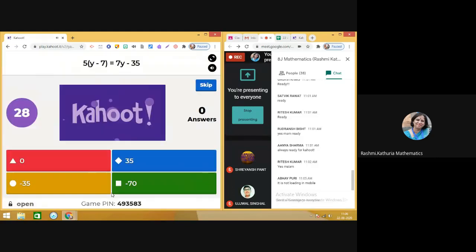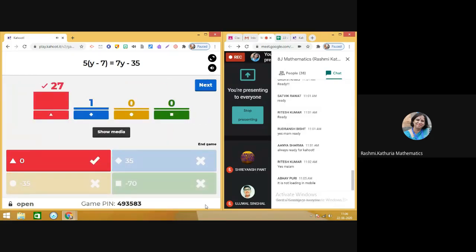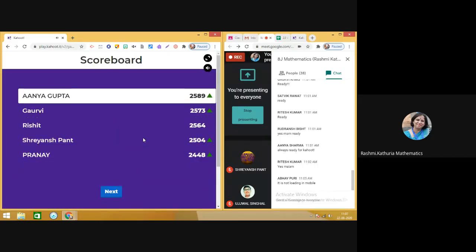Again, a warm-up question. 5 into y minus 7 is equal to 7y minus 35. Interesting. This time the result is better. You see that 5 into y minus 7 is equal to 7y minus 35. This means 5y minus 35 is equal to 7y minus 35. So here you see that the answer should be y is equal to 0. Okay, I'm moving on, and let us see the leaderboard now. Anya is there, then Gorvi, Rishit, Shriyansh, and Pranay. Good going. Let me move on to the next question.